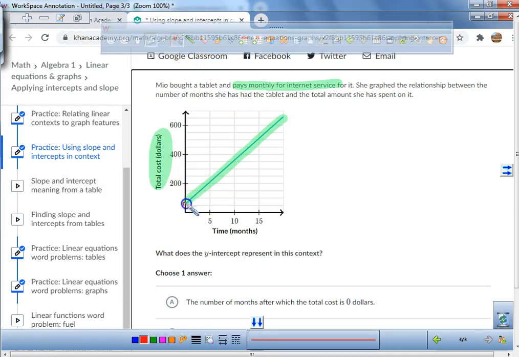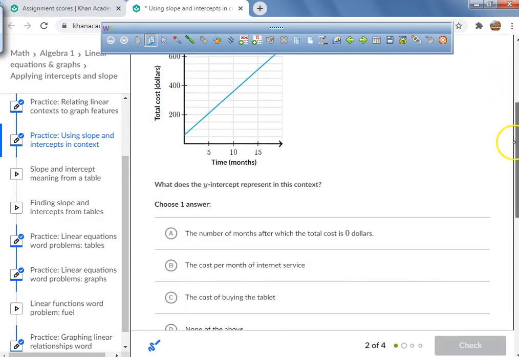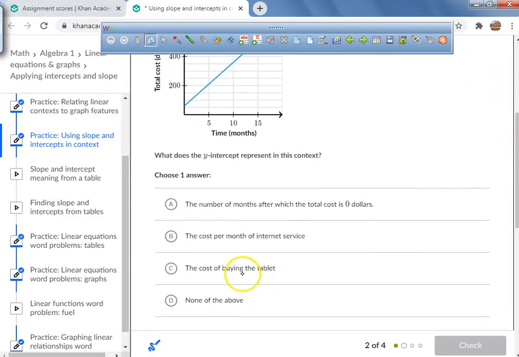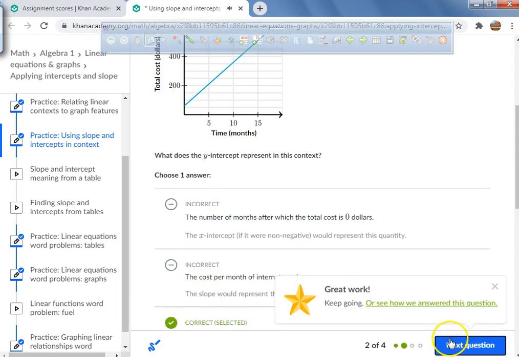What do you have to do before you get internet? You got to buy an item, right? Okay, you got to buy the item. So I think this is going to be the cost of actually buying the tablet. So it's a pretty cheap tablet. All right, maybe a Fire HD. Does that make sense?